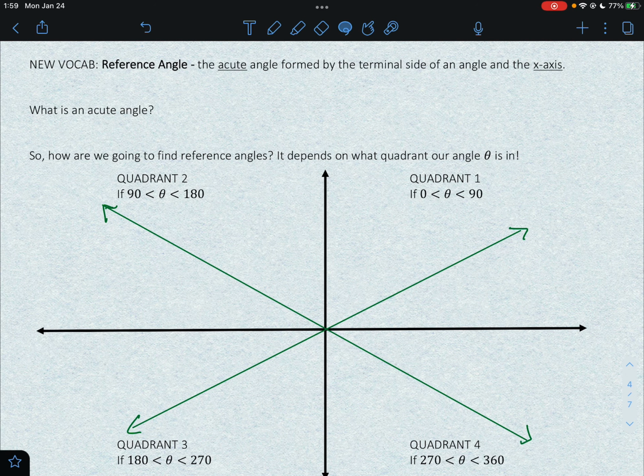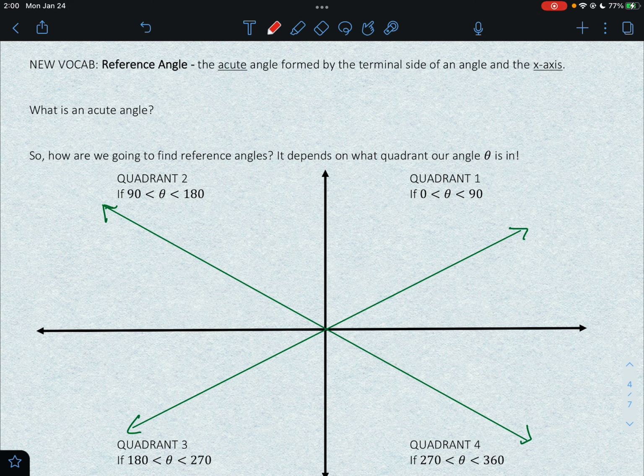The last thing we're talking about today is a reference angle. What is a reference angle? It's an acute angle formed by the terminal side of an angle and the x-axis. Now, you notice x-axis here is underlined. It's extremely important. This question is basically asking how far away from the x-axis are you?